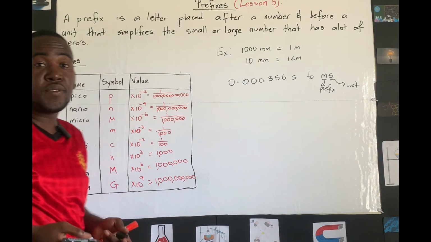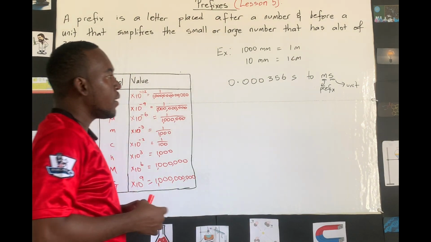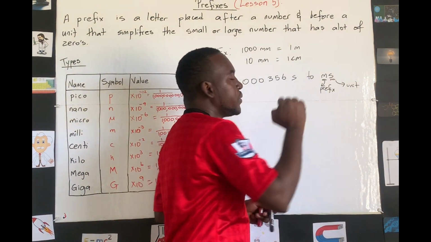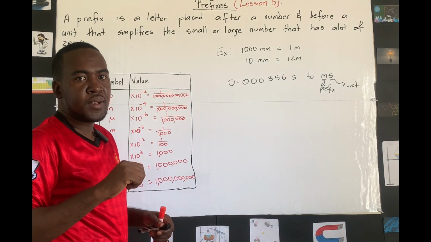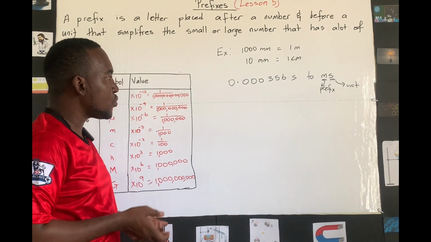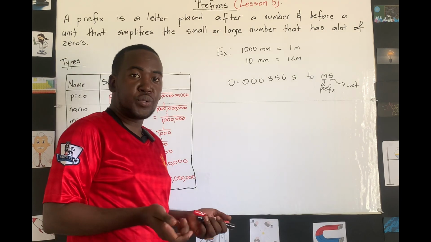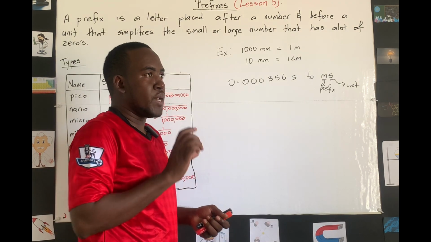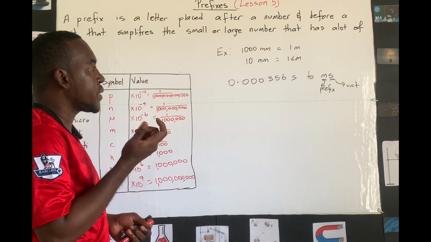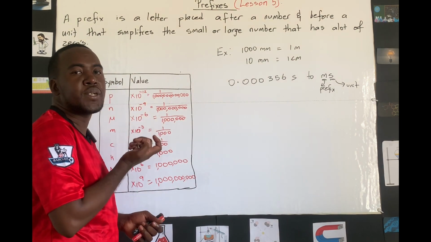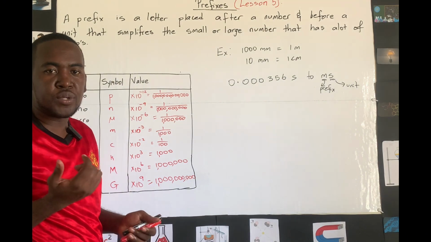How do we know a prefix from a unit? No prefix is two common letters, and no unit is two common letters. So if you have two common letters behind a number, then that means the first one is a prefix and the second one is the unit.